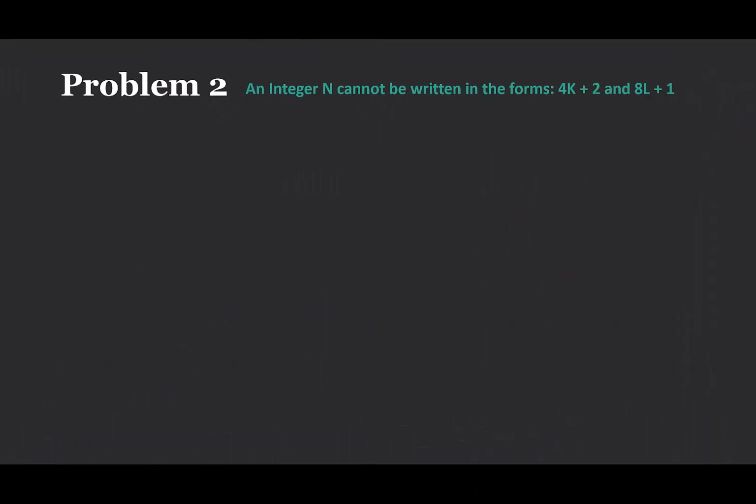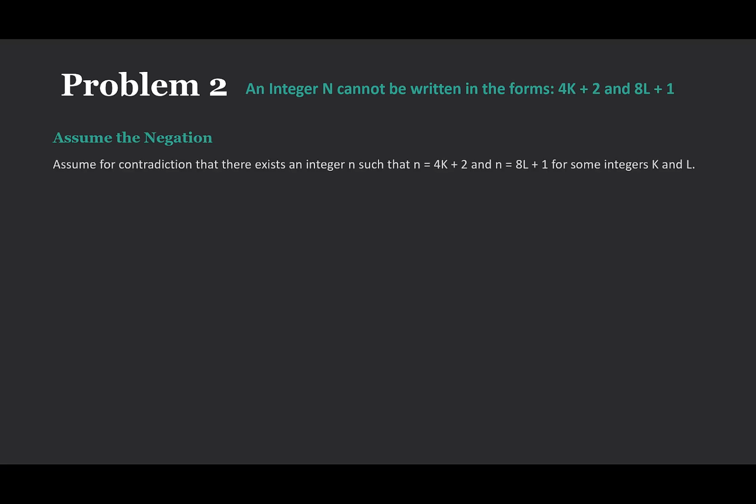Problem 2 says an integer n cannot be written in the forms 4k plus 2 and 8l plus 1. The idea here is that we can write n in both of these forms at the same time. To do the proof, we will assume the negation. That means we're assuming the contradiction. There exists an integer n such that n is equal to 4k plus 2 and n is equal to 8l plus 1 for some integers k and l.